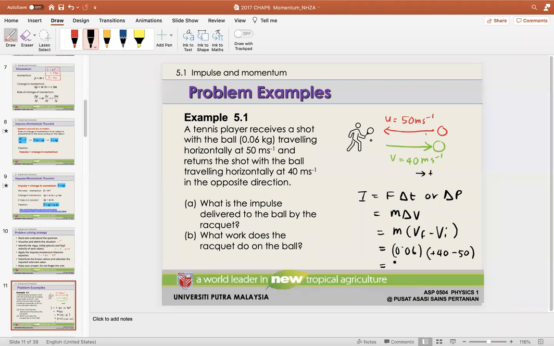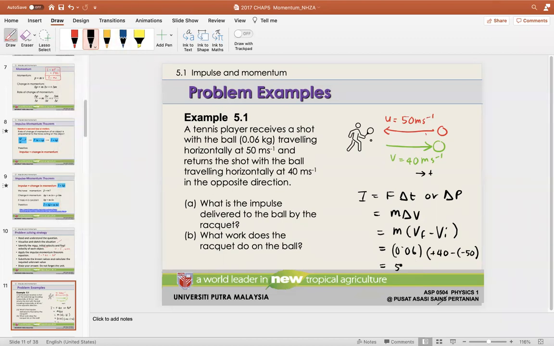Okay, so our impulse is... I don't have a calculator, I haven't bought one yet. Can anyone calculate this for me? Doctor, the initial is 50 and to the left it is negative, so final minus initial, this is plus, right? Yes, you are correct. Minus minus 50. Thank you. So that's 0.06 times 90.